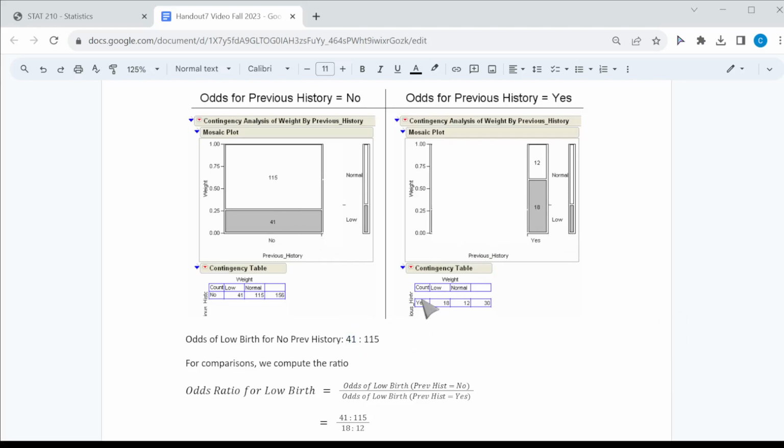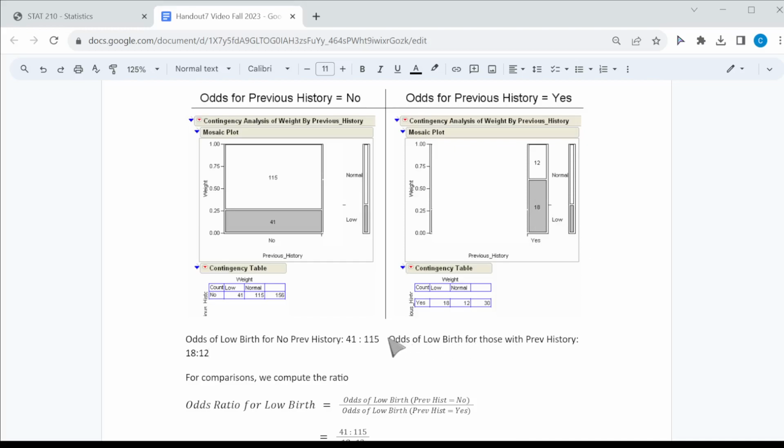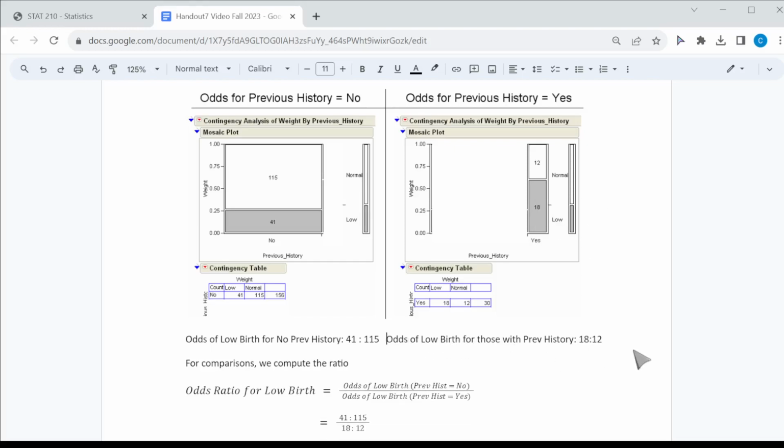Over here, for those with some previous history, the odds of low birth for those with previous history, the math for that is going to be 18:12. That's how we would write that. Again, they're asking for odds of low birth, so 18 goes first, and then I put the normal birth second here.